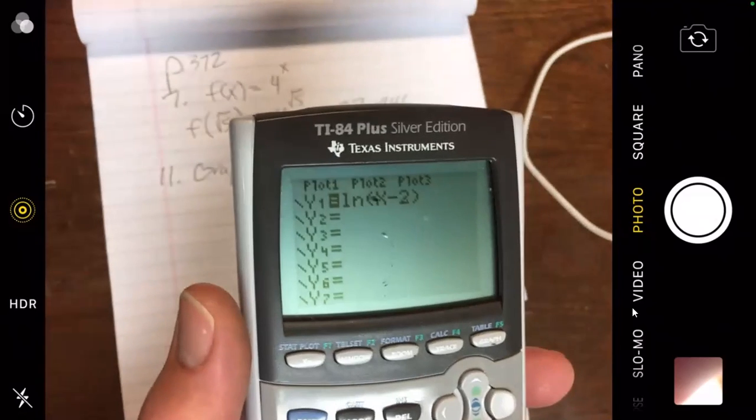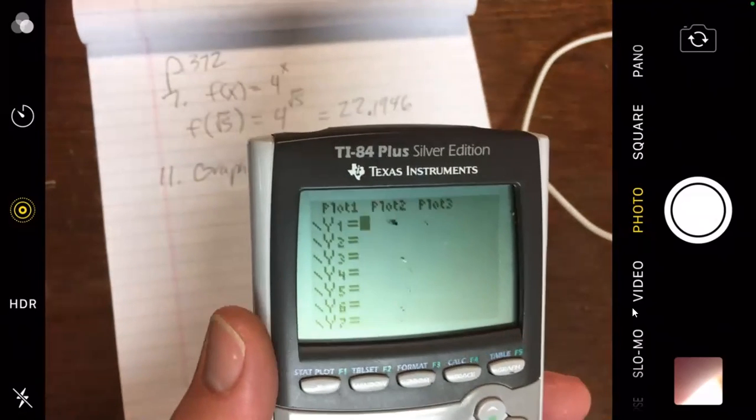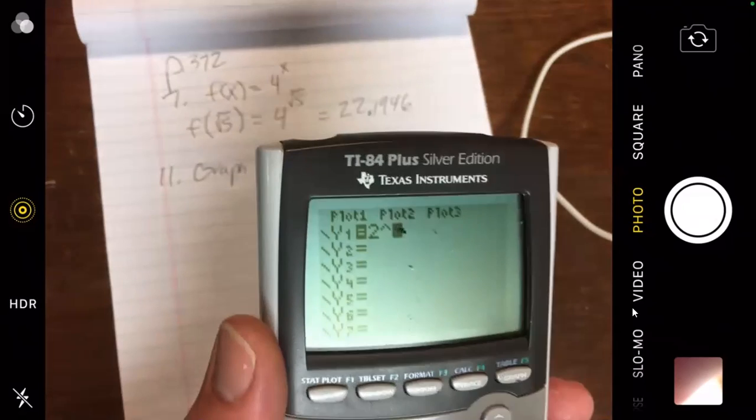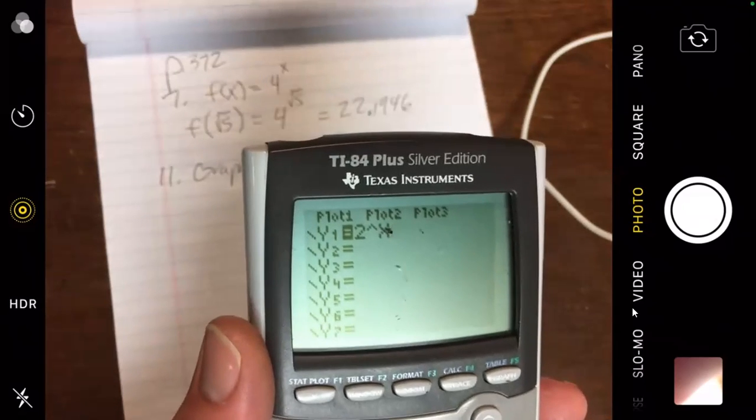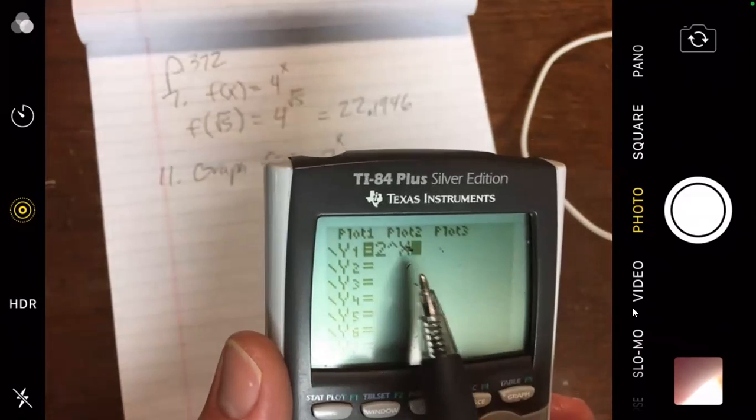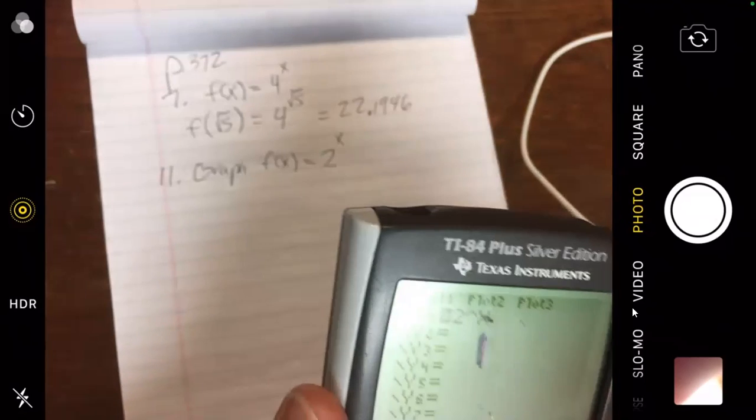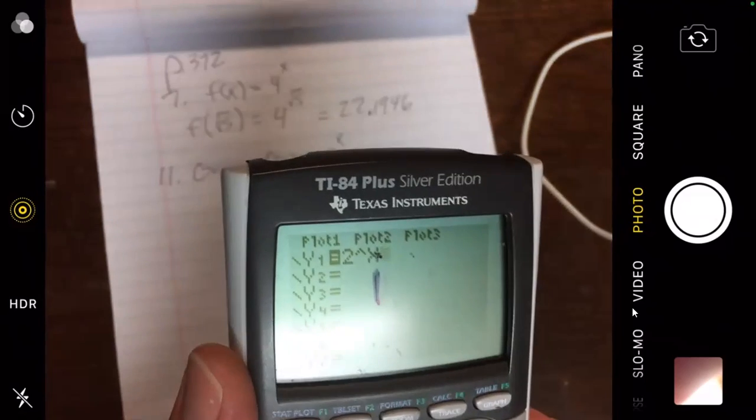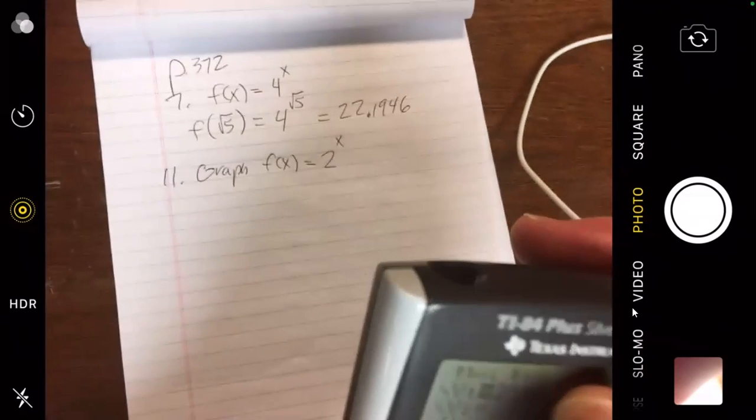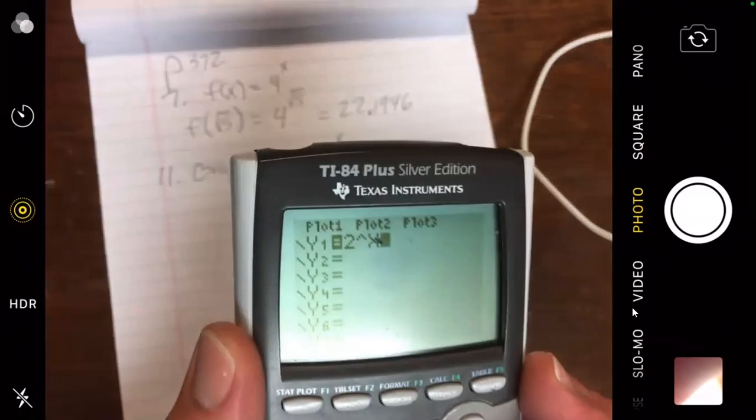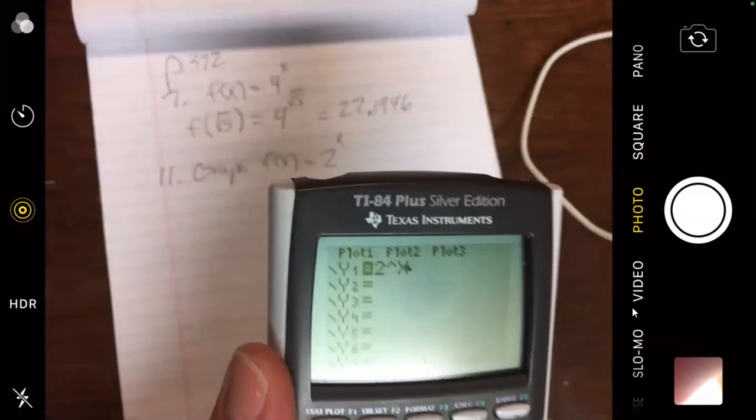Y equals, clear, 2 raised to the x. Don't worry about that little blip. I guess this is a very old, oh, wait a minute, I must have marked it. All of a sudden it's smeared. Now I'm just making it worse. Okay, I just got a magic marker smear.